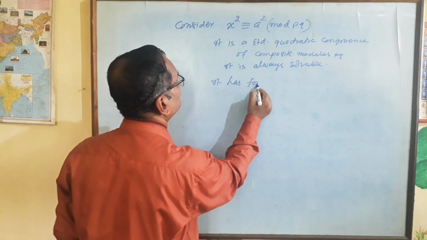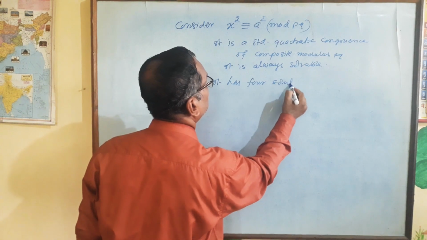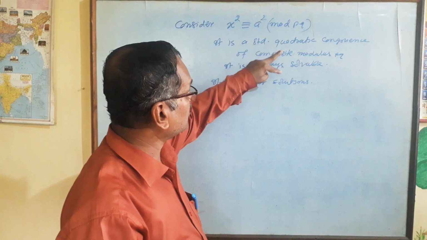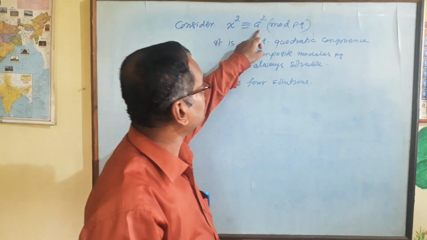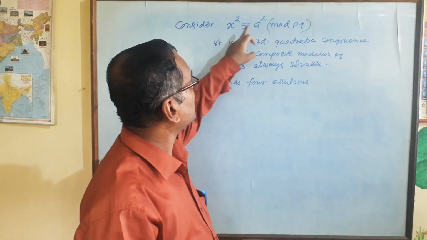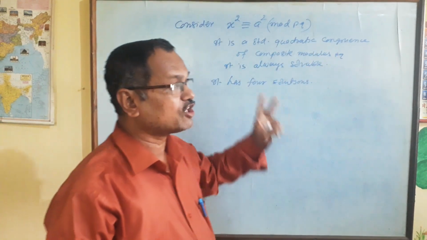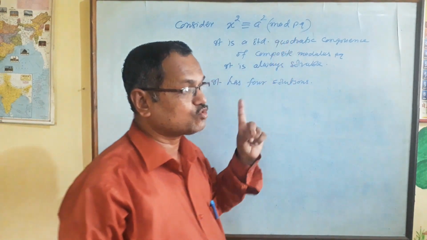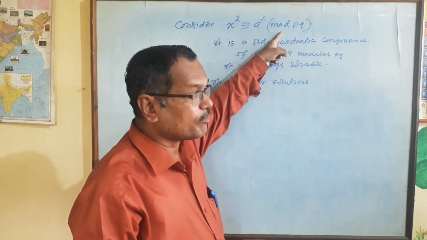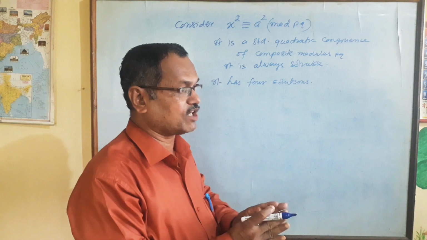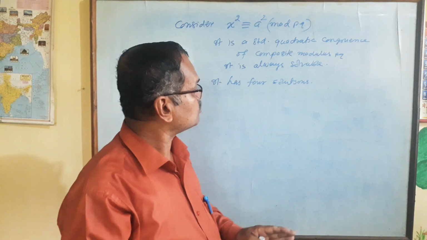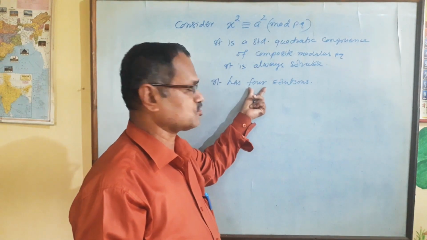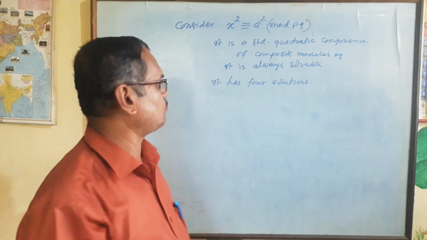It has 4 solutions. If you separate the congruence, it becomes x square congruent to a square mod p, and x square congruent to a square mod q. So there are two congruences. A congruence of prime modulus always has two solutions. It is a combination of two congruences of prime modulus, and both have two solutions. So the total number of solutions will be 4. Here this congruence has 4 solutions, and we have to determine these 4 values.